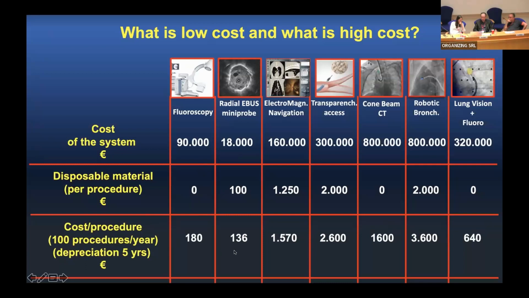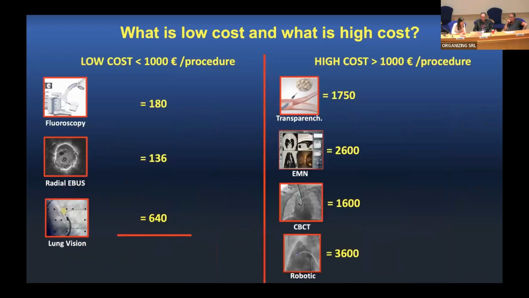And you can see here, there are systems that are quite cheap, and systems that are very expensive, like robotic bronchoscopy. And if we put together some guidance systems, we are used, for instance, to using fluoroscopy with radial EBUS to confirm the lesion, and now with lung vision, we are still under 1,000 euros per procedure. That is still a low cost in our opinion.